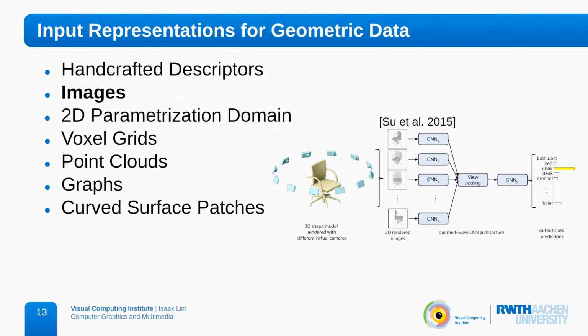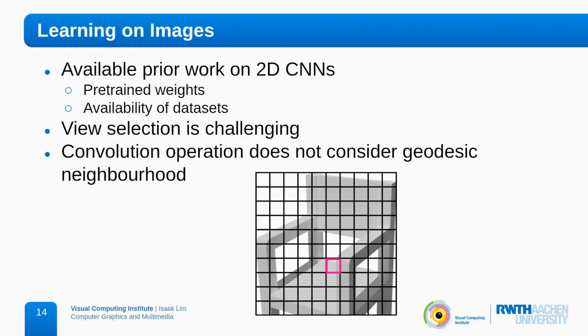And the nice thing here is that we have not pre-computed any feature descriptors on the shape. These are simple images that were taken of the shape. And here the advantage is that we can indeed make use of prior work on 2D CNNs. In fact, we can make use of convolutional networks that were trained on other tasks, such as real-world image classification, and then fine-tune them on our task that deals with geometric data. And depending on the task, we can extend our geometric data sets by real-world photos in order to generalize better.